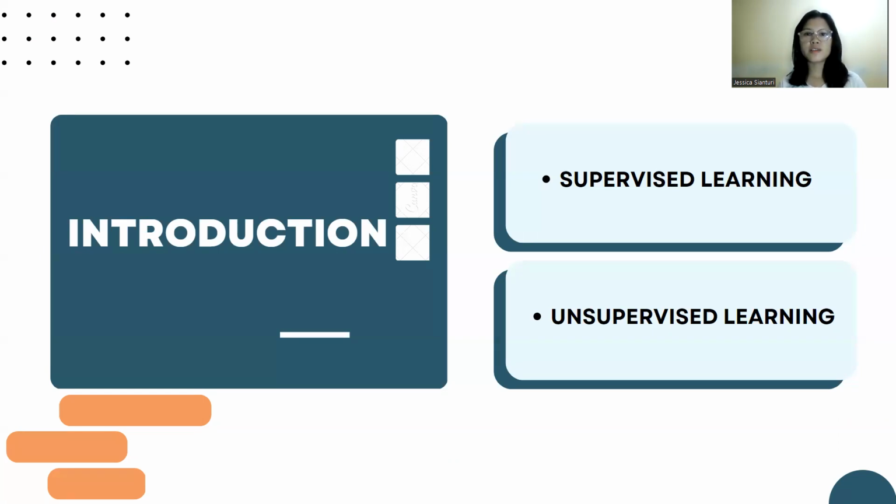Supervised and unsupervised learning are powerful tools that allow us to make sense of vast amounts of information. Whether you're a data scientist or simply curious about the world around you, understanding this concept is essential for staying ahead in today's fast-paced technological landscape.